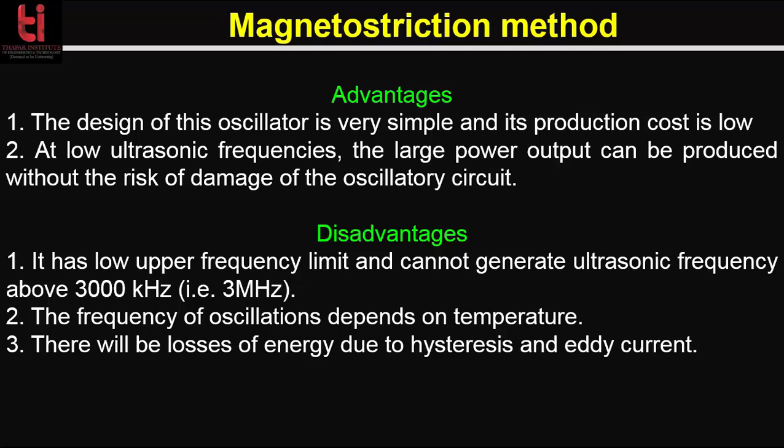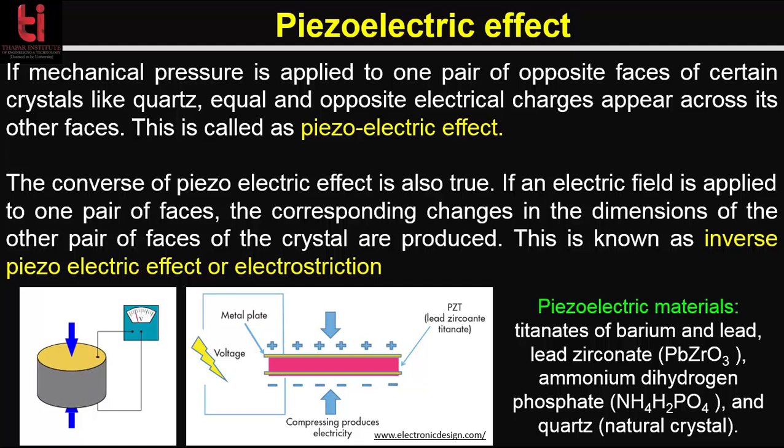And the disadvantages include it has a low power frequency limit and cannot generate ultrasonic frequency above 3000 kHz. The frequency of oscillations depends on temperature. There will be losses of energy due to hysteresis and eddy current. The second method is the piezoelectric method.